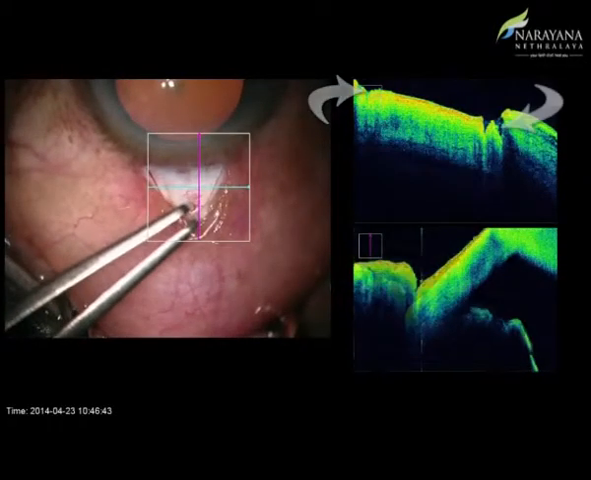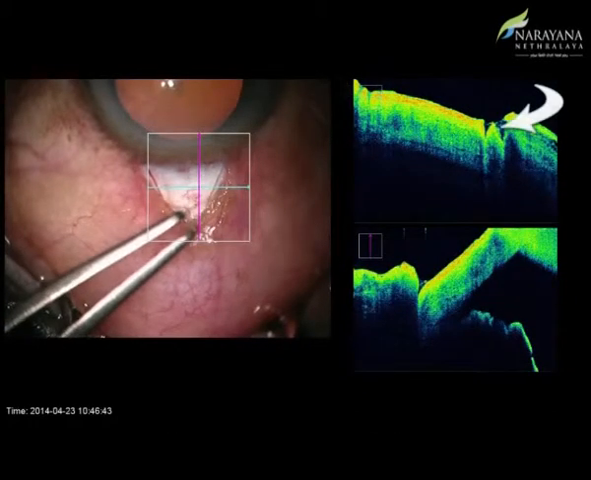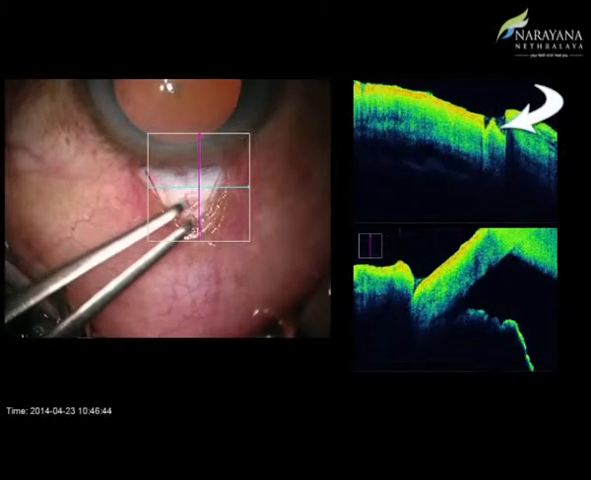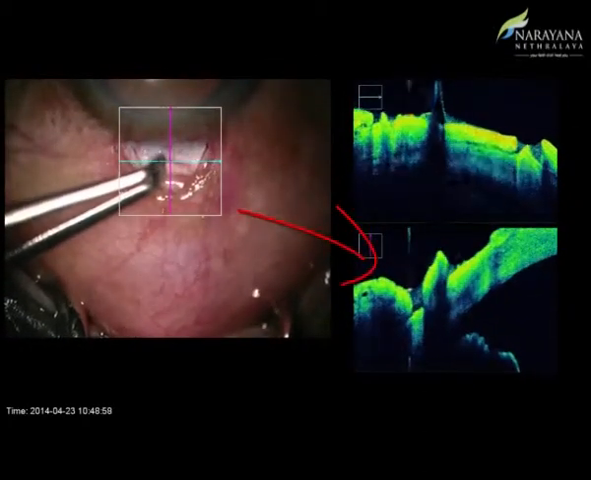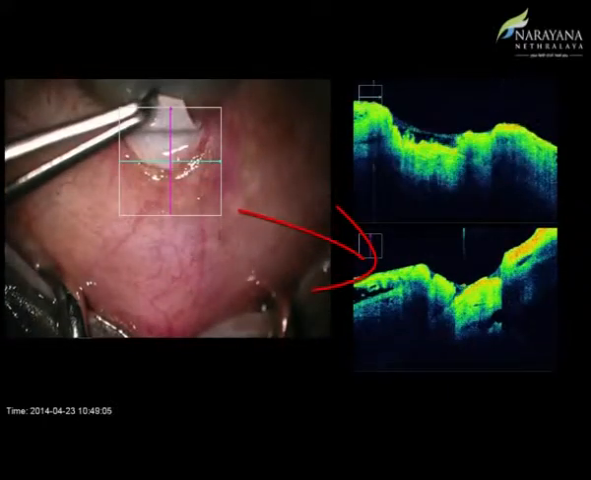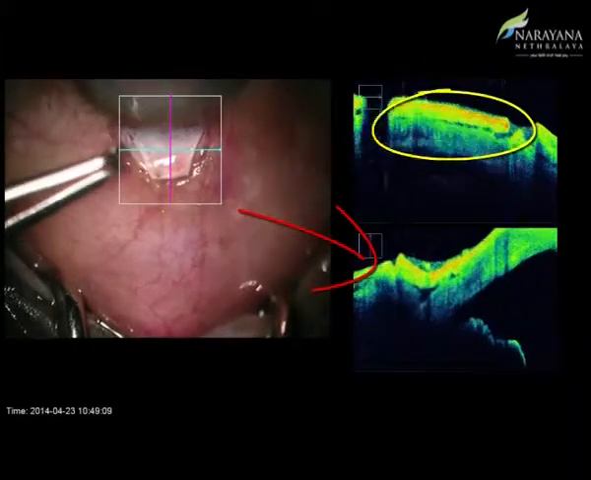The two white arrows we see on the top right image show the incision made for creating the scleral flap. In cases where there is scleral pathology, this cross-sectional viewing of the tissue would be extremely helpful to get a precise depth of the cut. The red arrowhead shows the scleral flap being elevated and the corresponding gap is seen on the OCT image on top, as demonstrated by the yellow circle.